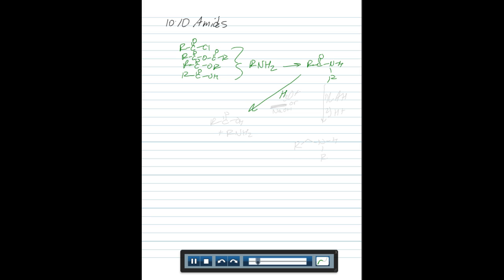Well, if you add acid and water, you can hydrolyze it back to the carboxylic acid and the amine. The other thing is if you add LAH, you can form the amine. You get rid of the carbonyl. Okay? Notice this reaction. That's really the only way you can break down amides.